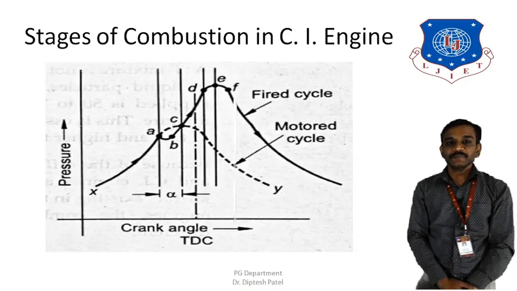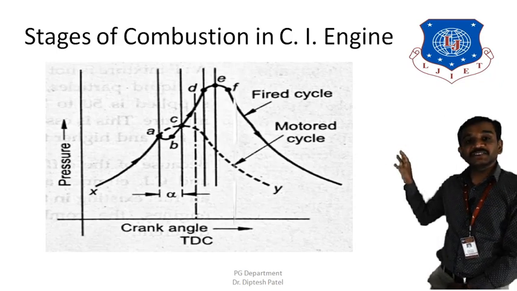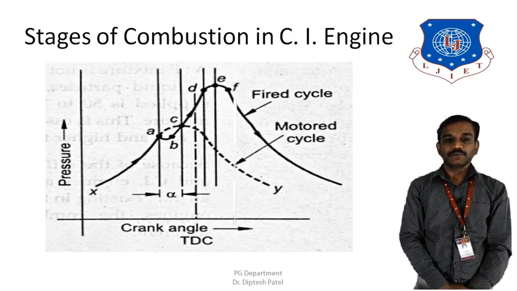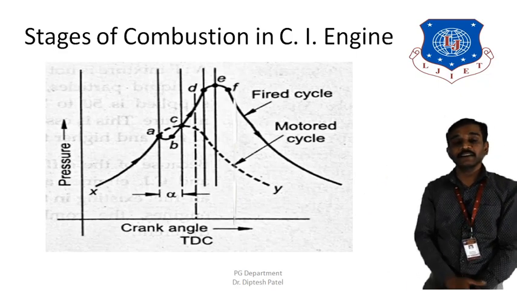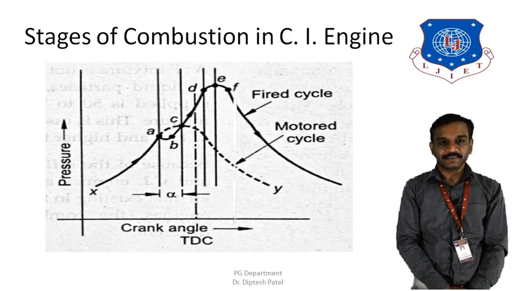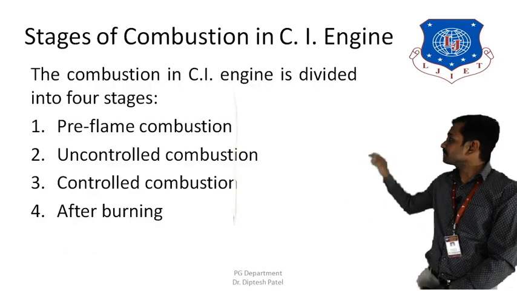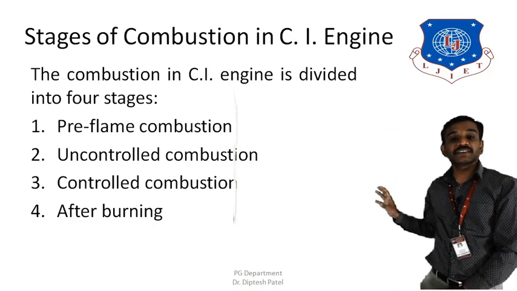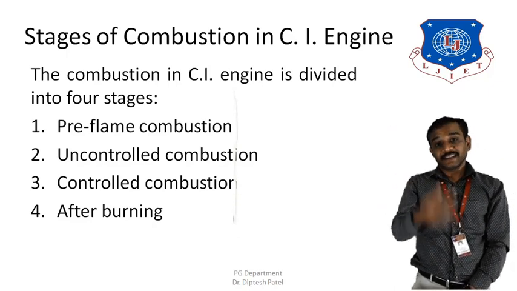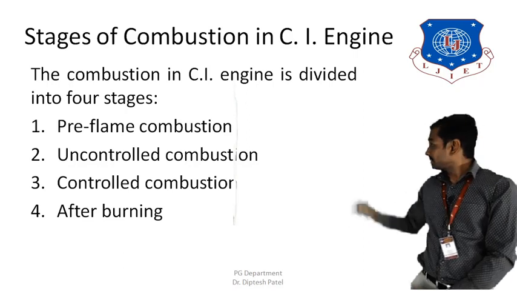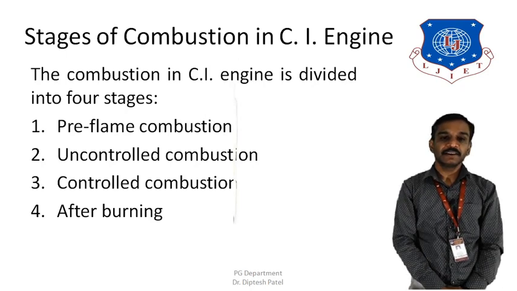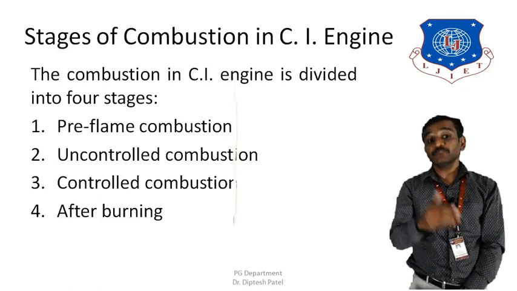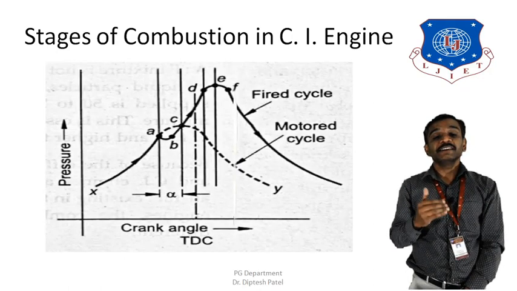Now here we are going to see the different stages of combustion in the CI engine. You will see the diagram here that describes the crank angle on the x-axis and pressure on the y-axis. So basically, there are four different stages of combustion in the CI engine. The first one is pre-flame combustion, the second one is uncontrolled combustion, the third one is controlled combustion, and the fourth one is after burning. We are going to see each of them one by one through these graphs.